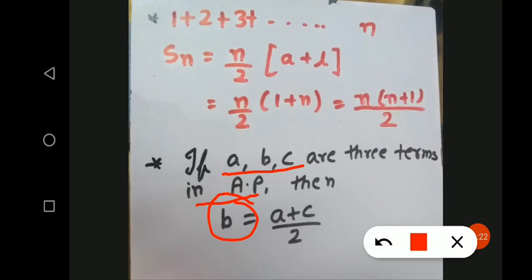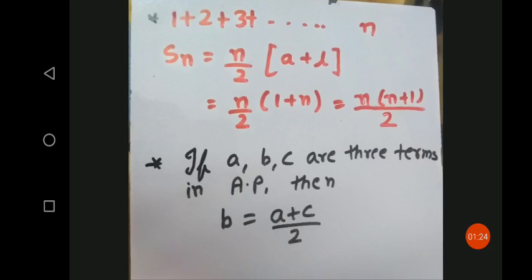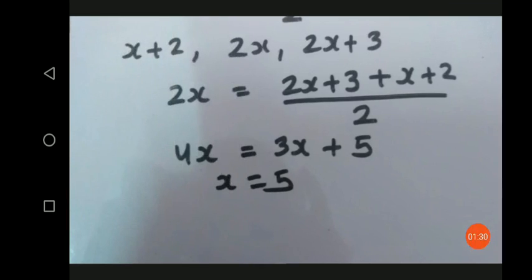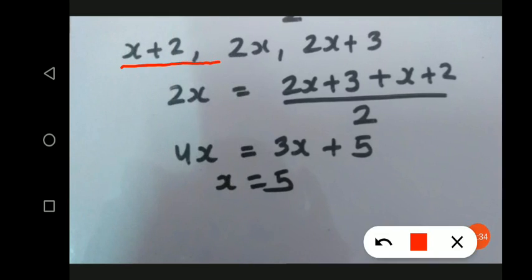Now how to use this property of an AP? Yesterday you solved one question in which the three terms were given as x plus 2, 2x and 2x plus 3, and you had to find the value of x. I hope you remember that you got the answer 5. If you don't remember, then here we are solving.